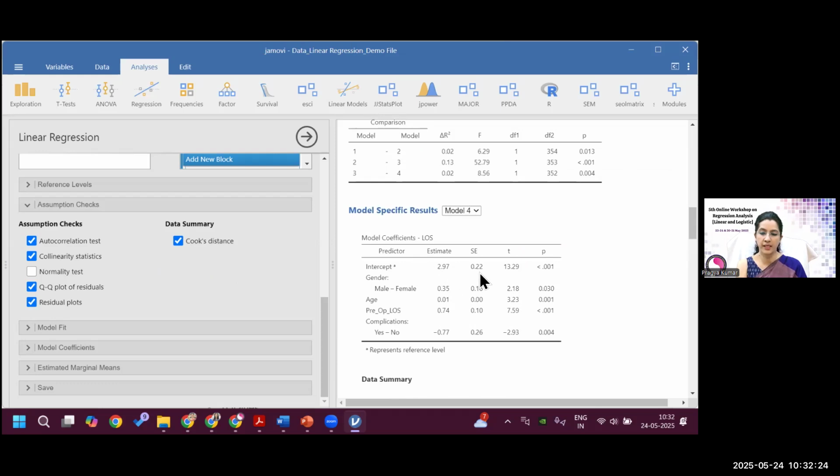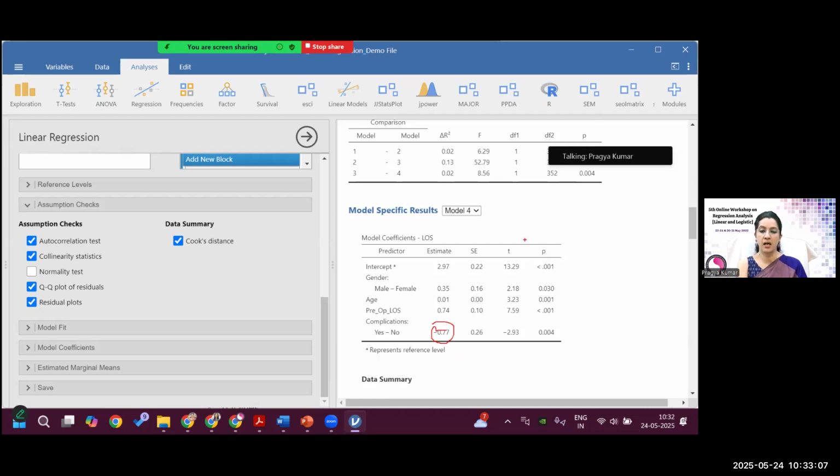So that is there. And for the model fit, you can come to this, then you can see the intercept and male, female. How will you interpret? 0.35 means there is a 0.35 difference of length of stay between male and female. If it is 0.01, then how will you interpret that? If the age is increased by 1 year, the length of stay increases by 0.01. Similarly, what is 0.74? 0.74 means if the pre-op length of stay is more, then again the length of stay is more. And these complications, yesterday we have seen that it is showing the opposite. If it is more complicated, then the length of stay was less.